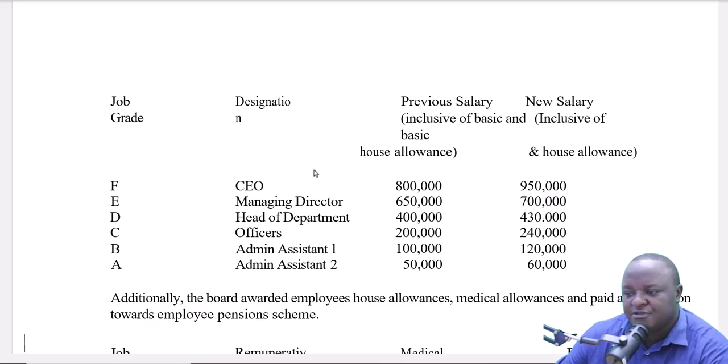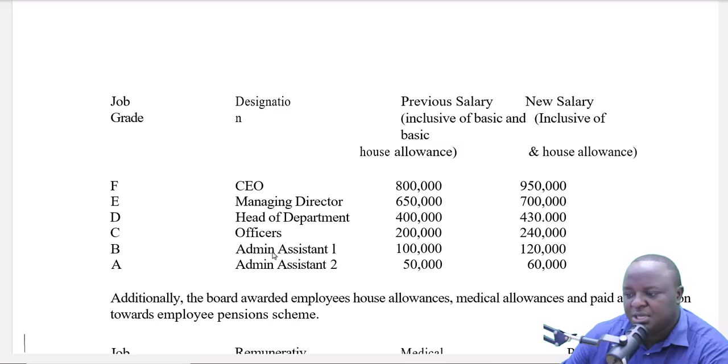In grade F, the CEO moves from 800,000 to 950,000. In grade E, the managing director moved from 650,000 to 700,000. The head of department in job grade D moved from 400 to 430. In job grade C, officers from 200 to 240.